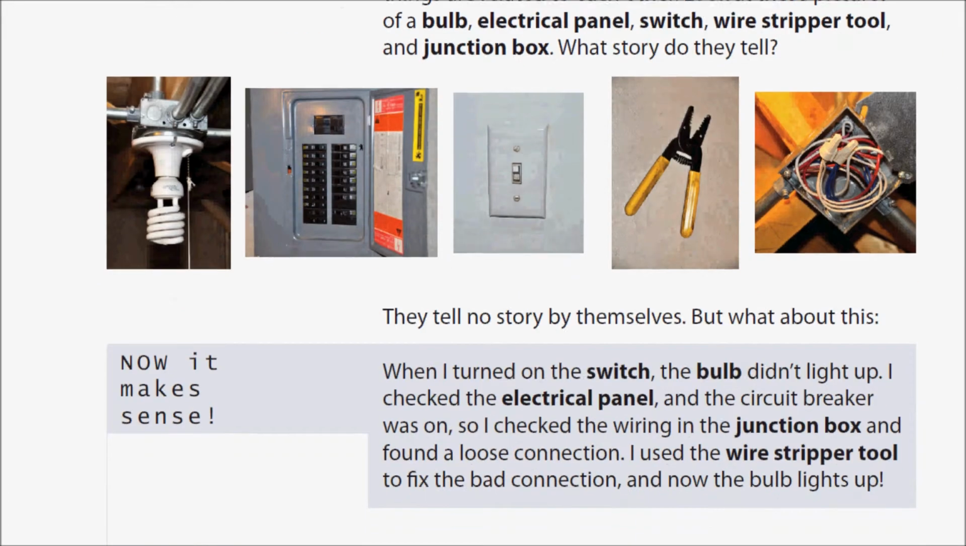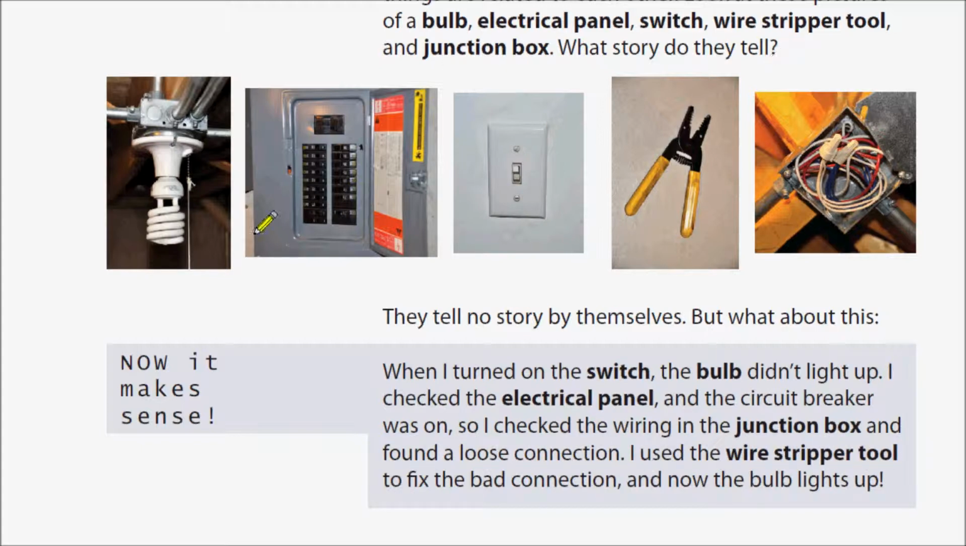But let's take a look at this story right here. When I turned on the switch, the bulb didn't light up. I checked the electrical panel and the circuit breaker was on, so I checked the wiring in the junction box and found a loose connection. I used the wire stripper tool to fix the bad connection, and now the bulb lights up.